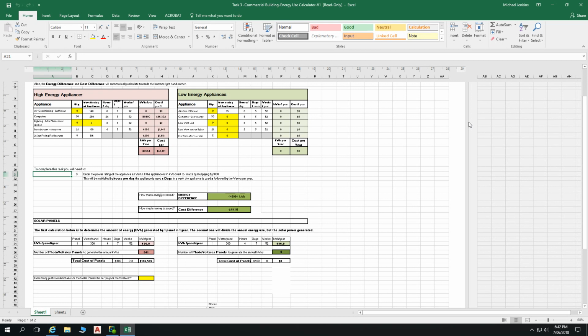So we have two different scenarios for our energy calculation. So it's comparing a standard office space without the energy saving accommodations or considerations.